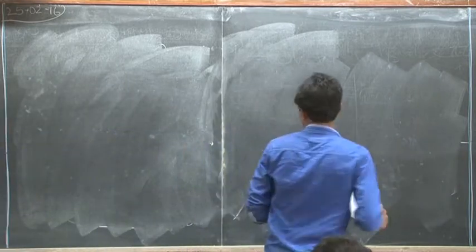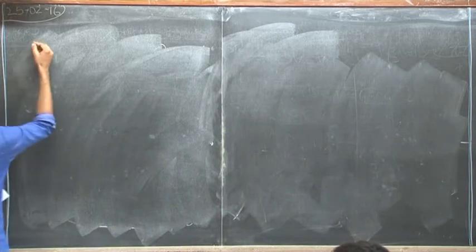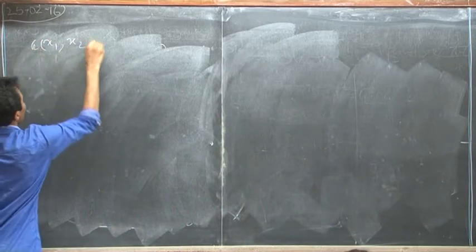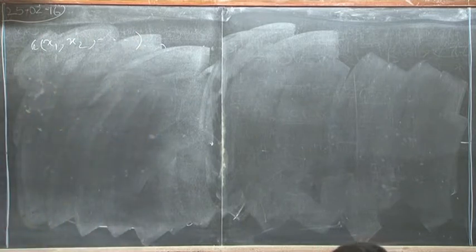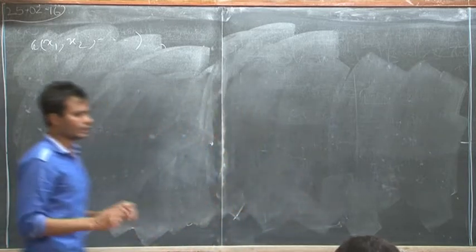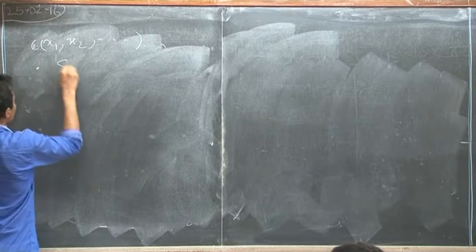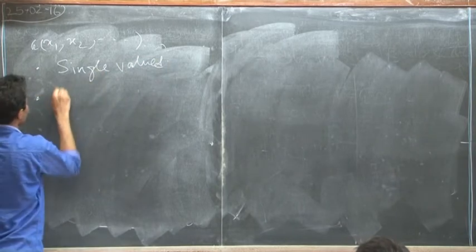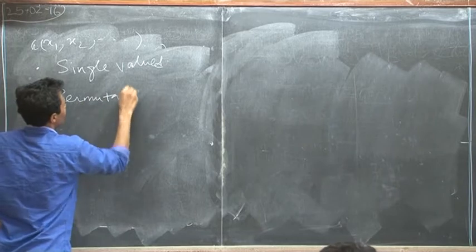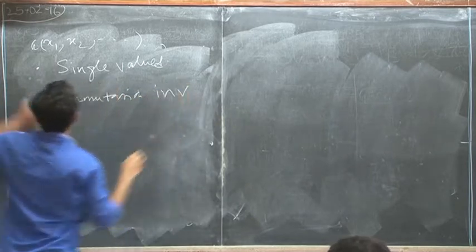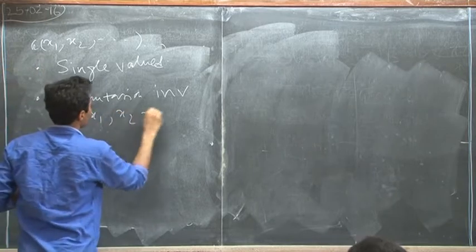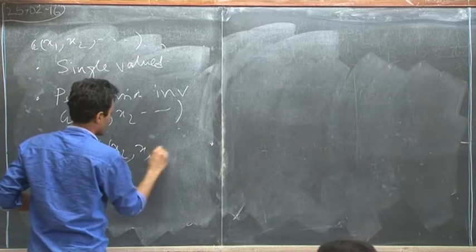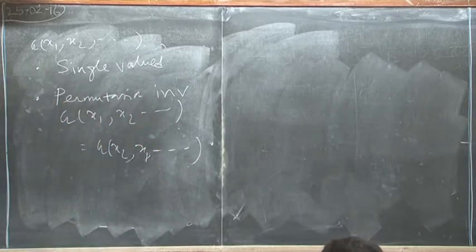Okay, so let me start with the correlation function. The first property of the correlation function in the Euclidean QFT is that it is single valued. It has a singularity only at the coincident points of the two operators. Otherwise, it is single valued. Number two, it is permutation invariant, as we have just discussed. So this implies that the correlator of x1, x2, and so on is the same as that of x2, x1, and so on.